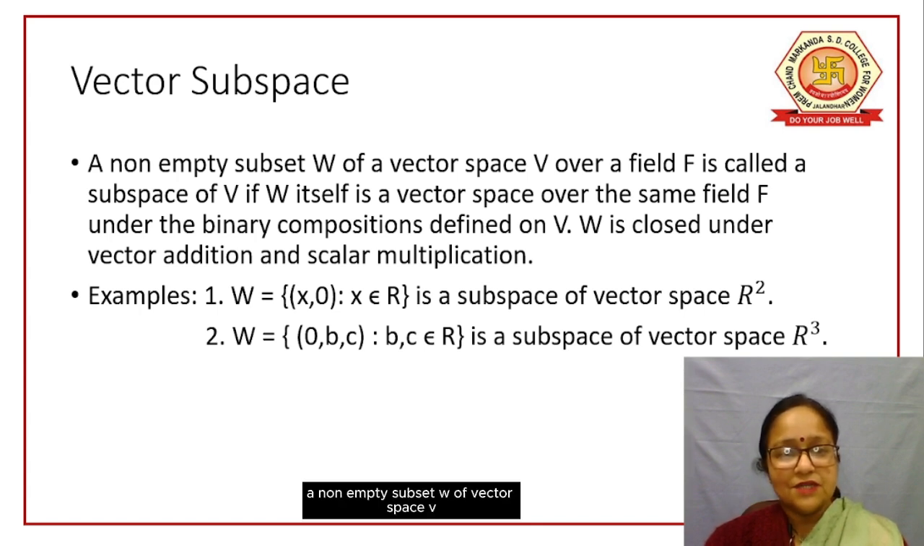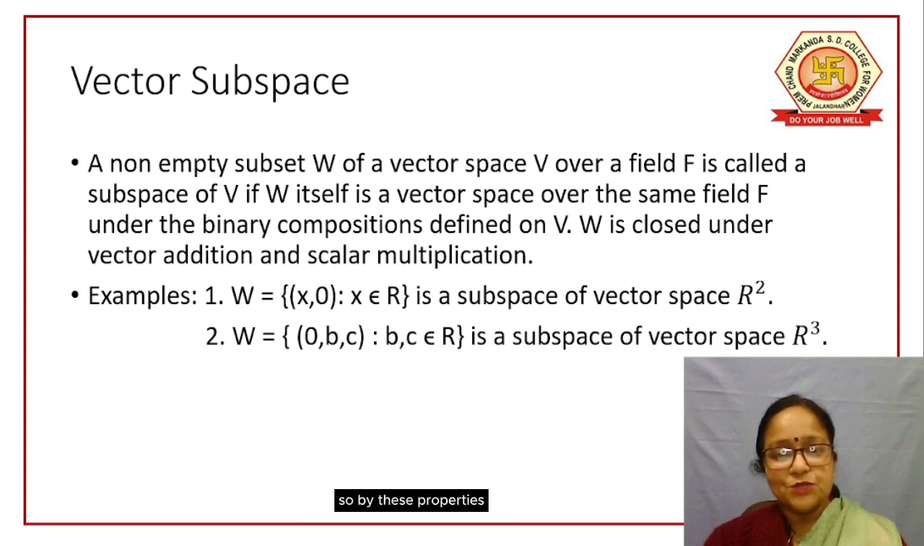A non-empty subset W of a vector space V over a field F is called a subspace of V if W itself is a vector space over the same field F under the binary compositions defined on V. So by these properties we can say that W is closed under vector addition and scalar multiplication.